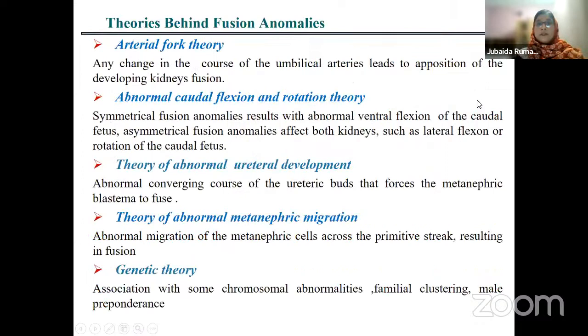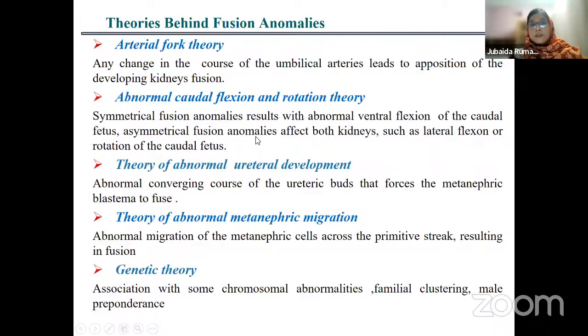So why do these renal fusion anomalies occur? There are some theories behind this. The most acceptable theory is the arterial fork theory. Here, the umbilical arteries work as an arterial fork, and it causes the apposition of the developing metanephric blastema. The second theory is the abnormal caudal flexion and rotation theory.